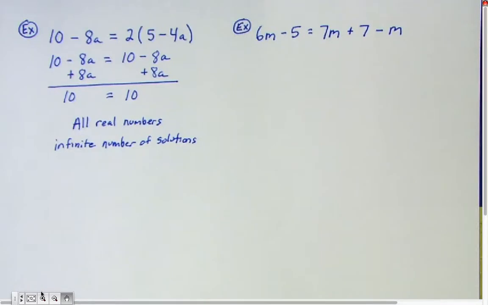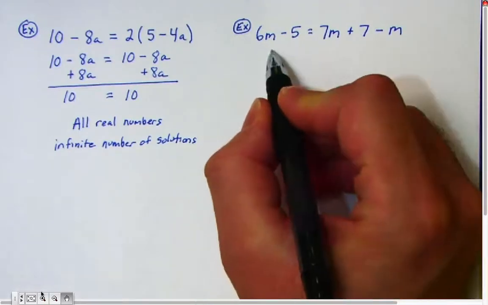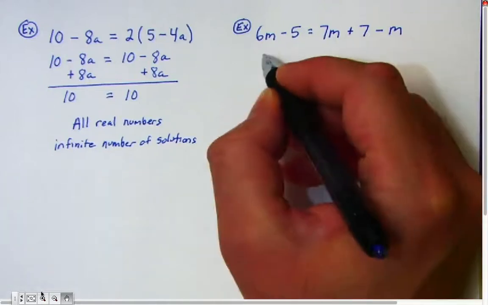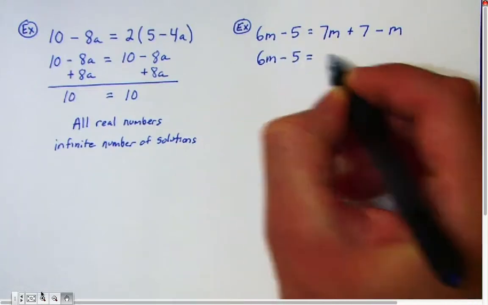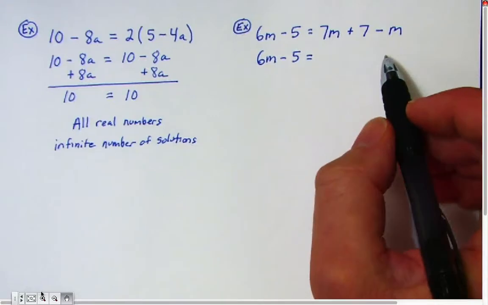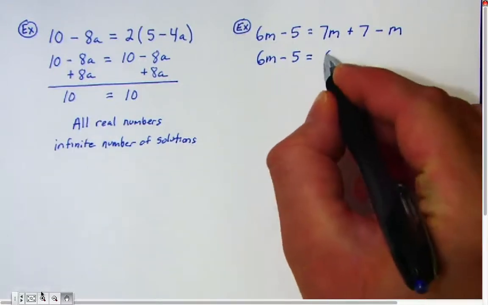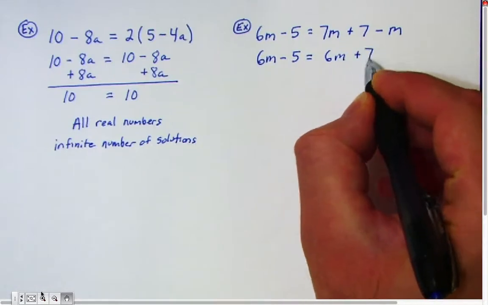Let's take a look at a problem where there's no solution. In this final example, we have 6m minus 5 equals 7m plus 7 minus m. Let's rewrite 6m minus 5. And next we need to combine like terms. 7m minus m is 6m plus 7.